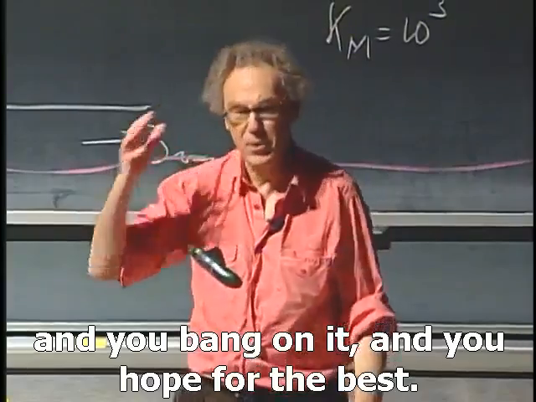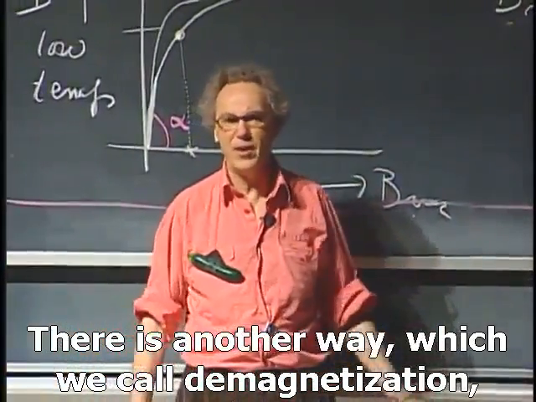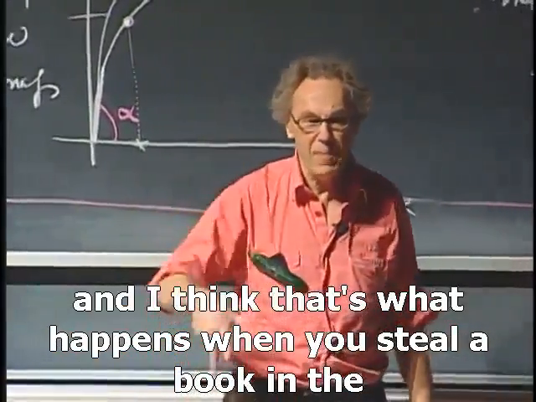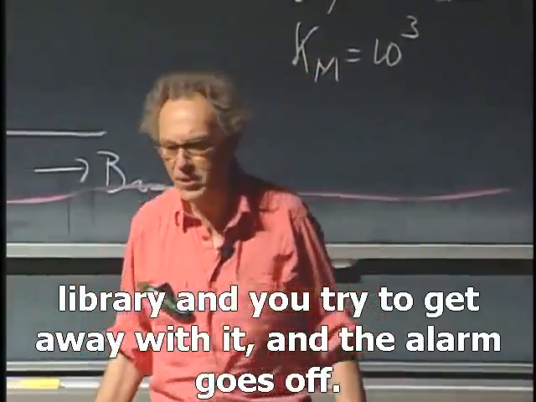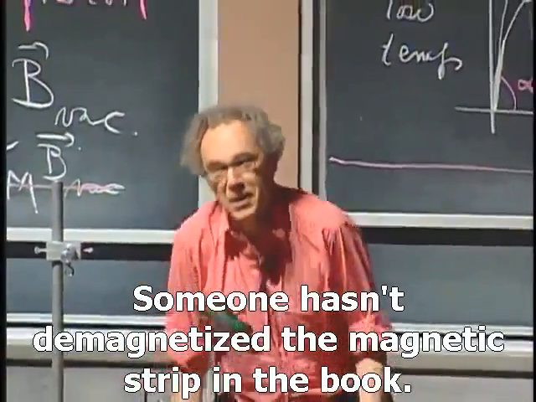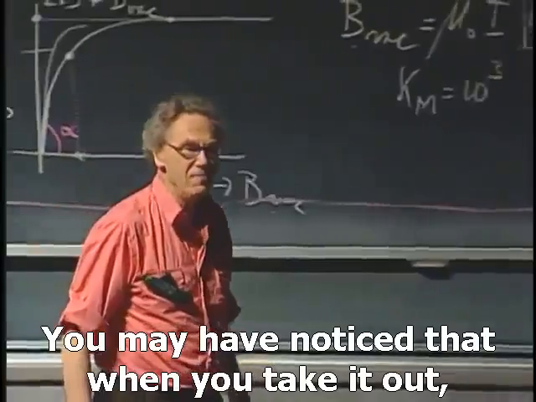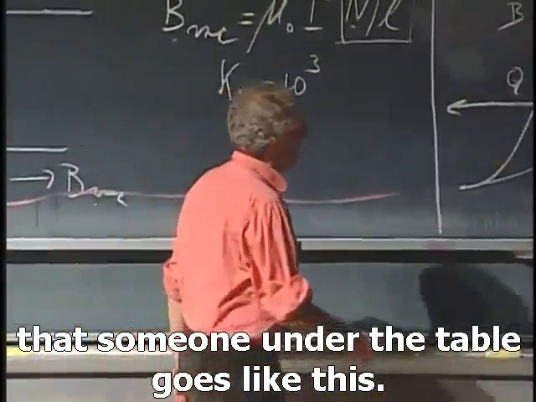And I think that's what happens when you steal a book in the library and you try to get away with it, and the alarm goes off. Someone hasn't demagnetized the magnetic strip in the book. But you may have noticed that when you take it out, that someone under the table goes like this. And what they're doing then is they're demagnetizing that strip. And the way you do that is as follows.